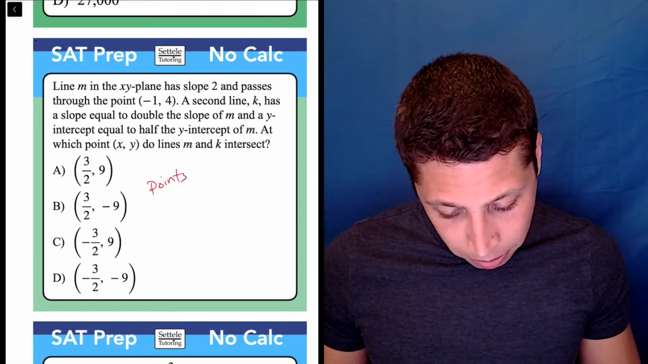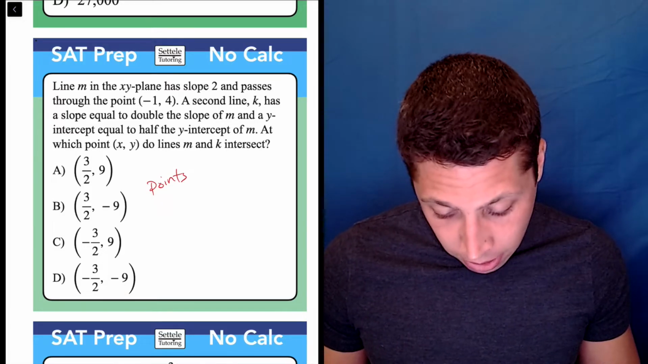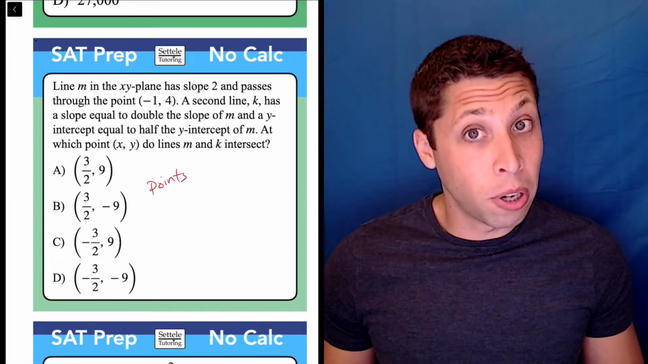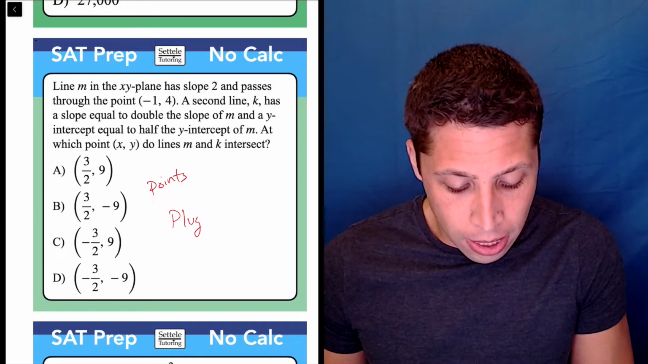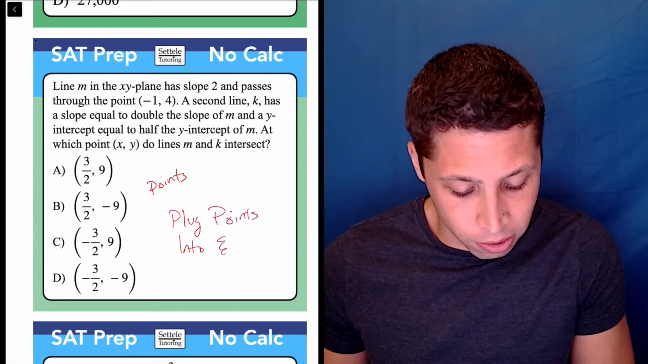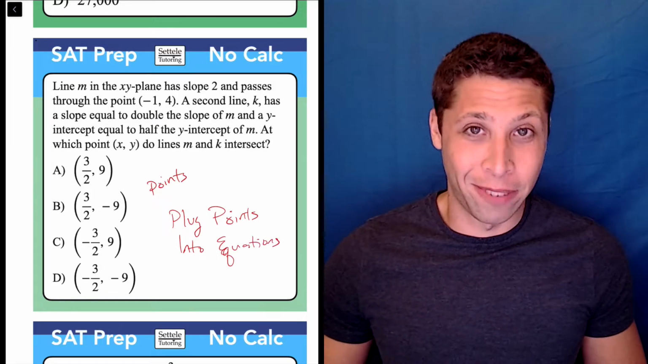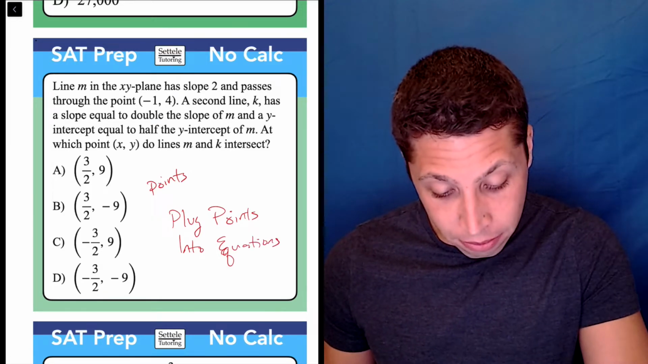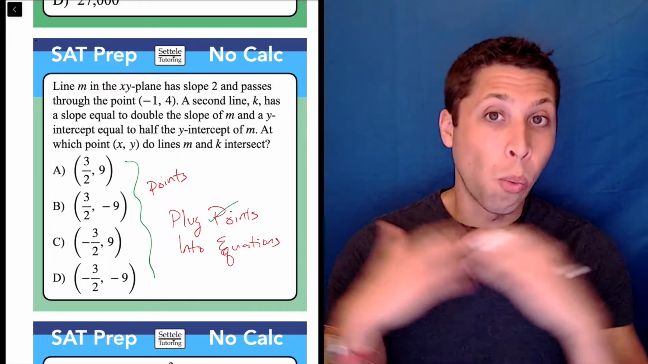Line M in the xy plane has a slope of 2 and passes through that point. Second line K. Okay. Yes. So without actually doing all the solving, I'm going to know to use my plug points into equations strategy. Now, obviously, we have points. Like I said, they're right here. Very obvious. So where am I getting an equation?